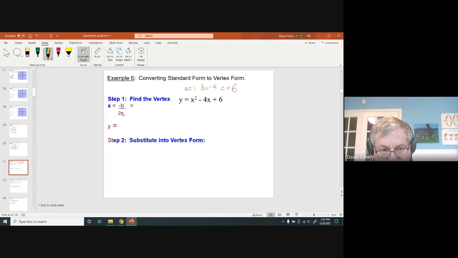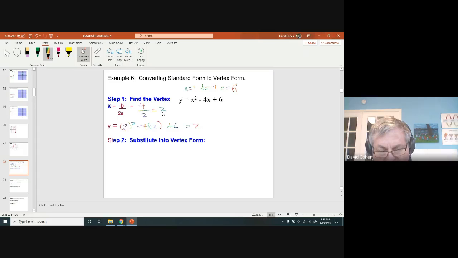So x equals -b over 2a means -4, so that's 4. 2 times 1 is 2, and so the x value is 2. When we plug 2 back in, we get 2 squared into our original equation, minus 4 times 2 plus 6, I have 4, minus 8, which is -4, plus 6 is a positive 2.